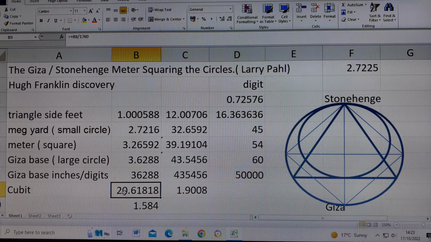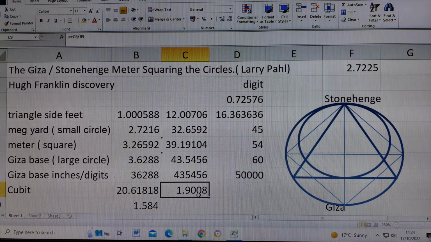And I'm arriving at this cubit here by dividing that by 1760, but I'm arriving at this by dividing C5 by B9. So that C5 divided by that is 1.584. That's a constant. And we can do the same with the meter, and it works out at 19008. Now 1584 feet is 3/10 of a mile, and 1900.8 feet are 0.36 of a mile. So those relationships are again fixed, and they're obviously meaningful.